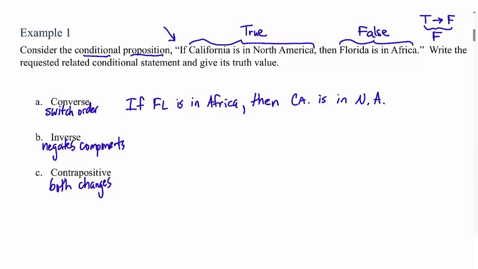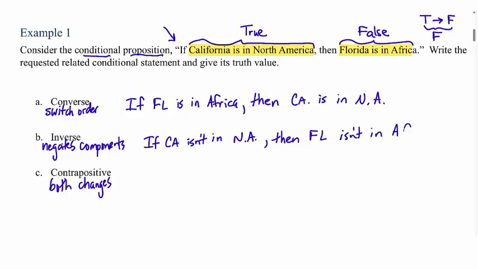Now let's write the inverse. The inverse is where you keep the order the same as the original and you negate the components. So we're still going to have the California's in North America part coming first, but we're going to change it to it's not in North America. We're still going to have Florida is in Africa coming second, but we're going to change it to Florida is not in Africa. So we still have the if in the front. If California isn't in North America, then Florida isn't in Africa.